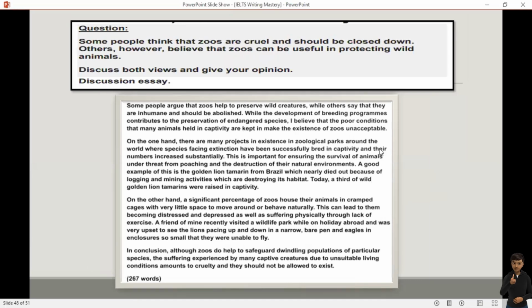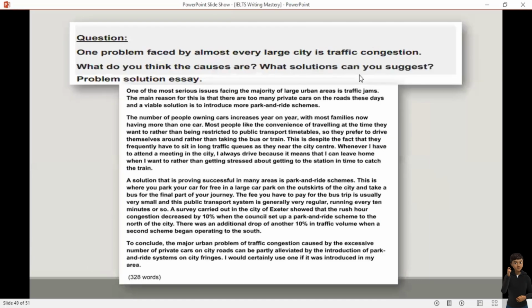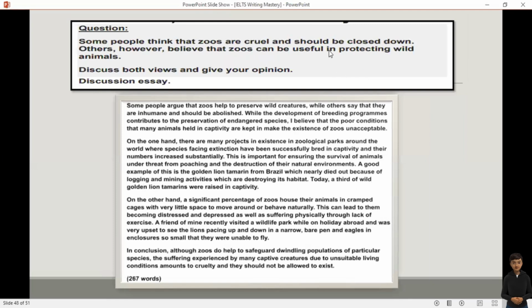Some people think that zoos are cruel and should be closed down. However, others believe that zoos can be useful in protecting wild animals. Discuss both views and give your opinion. Here we have the discussion essay. Again, introduction, body one, body two, and conclusion.